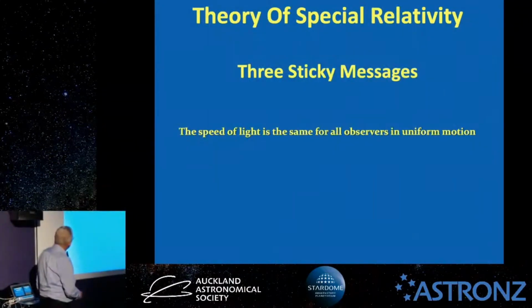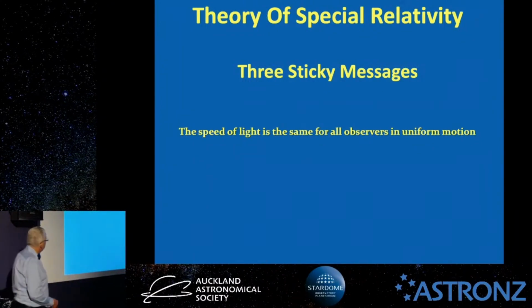So let's give you 3 sticky messages. I'm going to give you them at the end of the talk, but I like to throw them up front as well. So you're going to learn 3 points to take home and tell your family tonight, if they'll allow you in the house. The speed of light is the same for all observers in uniform motion. In other words, anyone travelling in a nice, steady, straight line at a constant speed, without increasing or decreasing their speed, will always observe the speed of light to be the same.